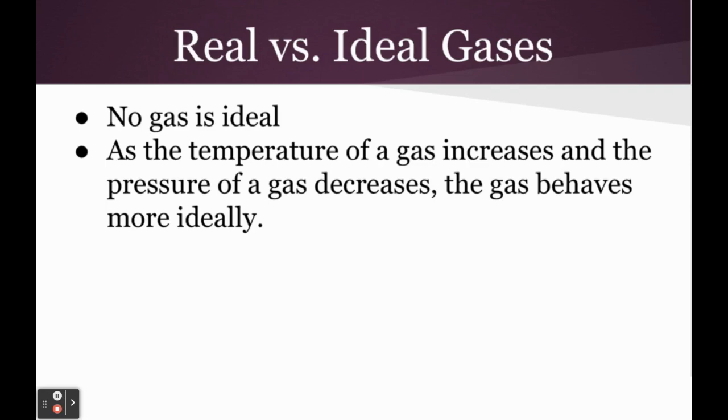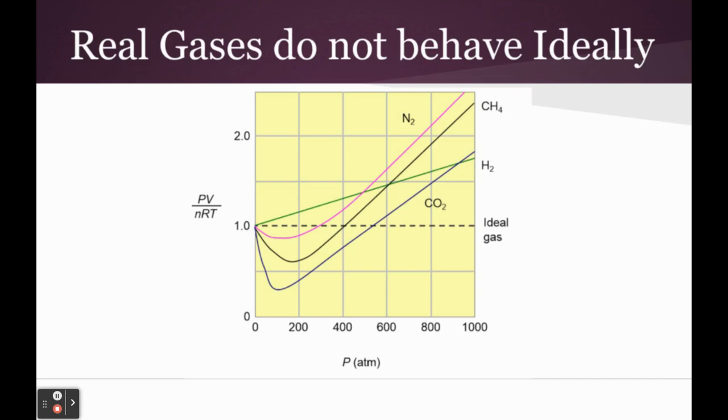So as the temperature of a gas increases and the pressure of a gas decreases, the gas starts to behave more ideally. In Objective 2, we're going to learn about the ideal gas law, but I will tell you right now the ideal gas law is PV equals nRT. So if we divide PV by nRT, it should equal 1, and this is where our ideal gas behavior is.